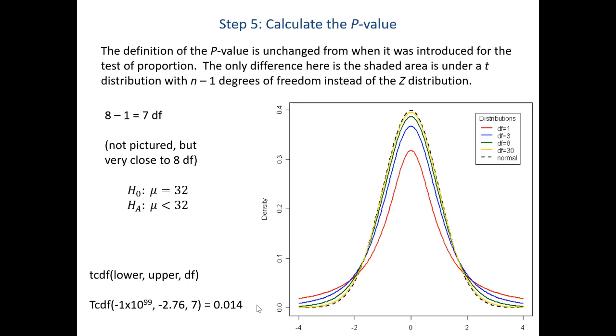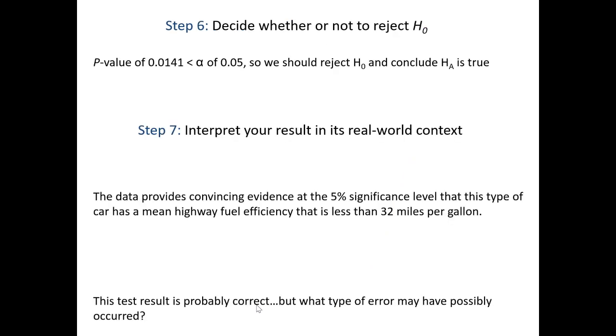Once you've got your p-value, pretty much any hypothesis test is the same. We're going to use the same decision rule as we did in the previous video. Remember, the rule is if the p-value is less than or equal to alpha, we can reject the null hypothesis. That's what happens here. 0.014 is indeed less than 0.05. So we can reject the null hypothesis and conclude that the alternative hypothesis is true.